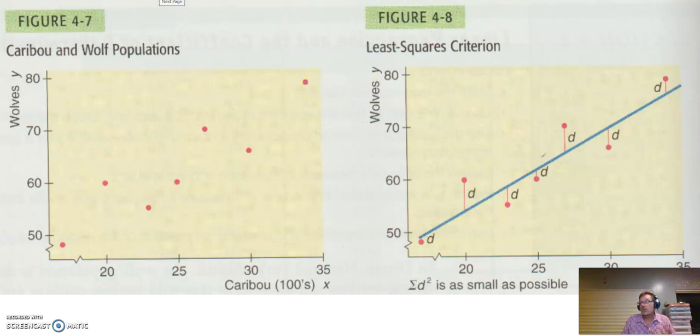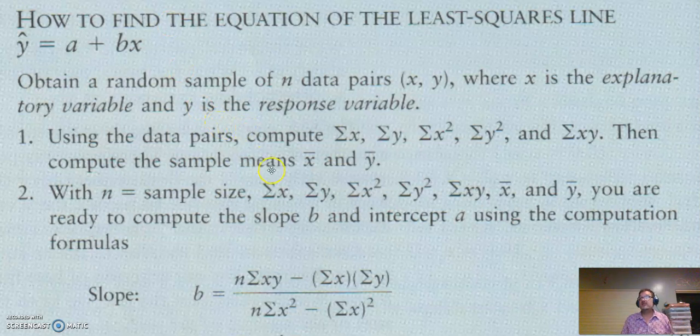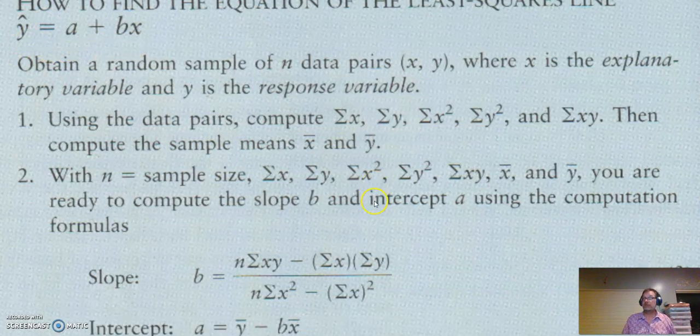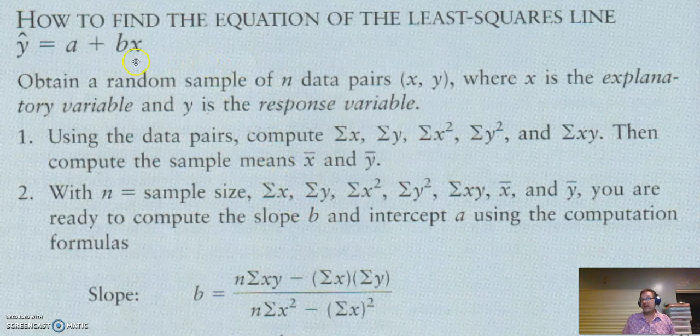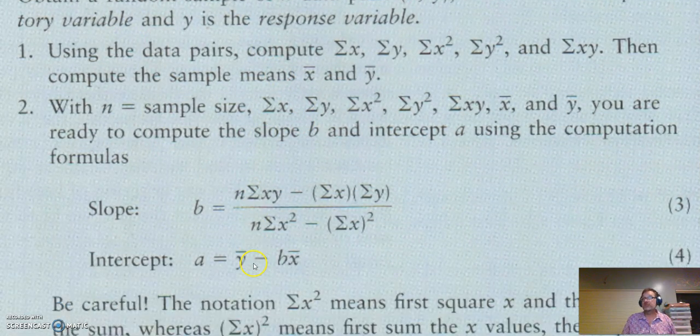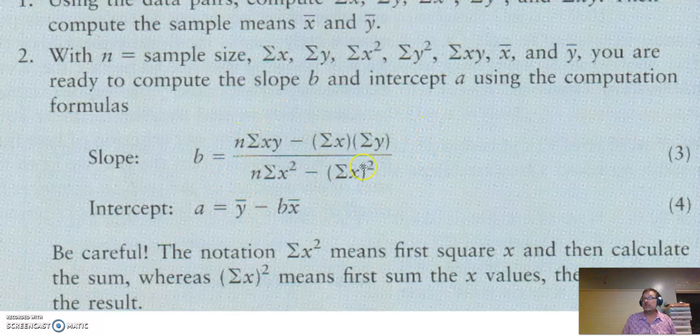Now, we're not actually going to do that part. How we're going to figure out y hat equals a plus bx is by finding all of these values: sigma x, sigma y, sigma x squared, sigma y squared, sigma xy, the mean of x, the mean of y. To find our b value, the slope of this line, we can plug it into this formula. To find our y-intercept, we're going to plug it into this formula.